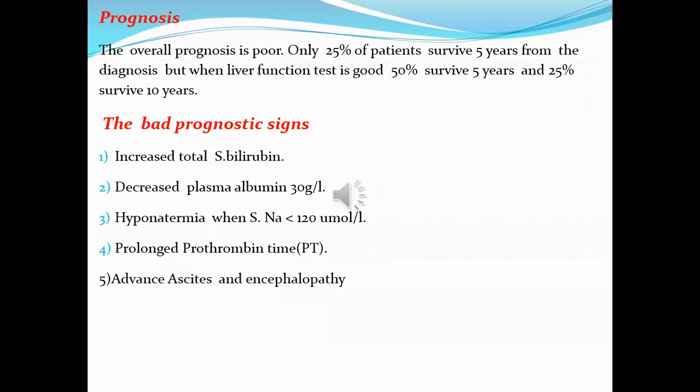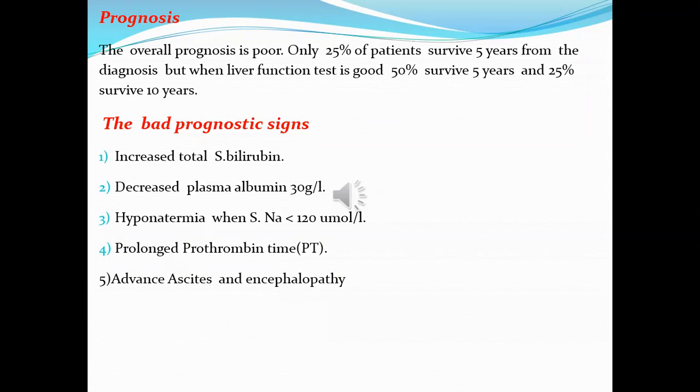Firstly, increased total serum bilirubin. When the serum bilirubin is high, it indicates a bad prognosis. Decreased plasma albumin indicates a bad prognosis. Hyponatremia, when the sodium is less than 120, indicates a bad prognosis.